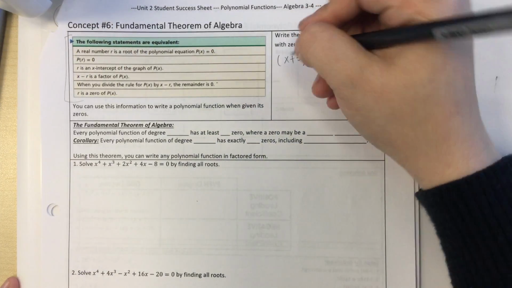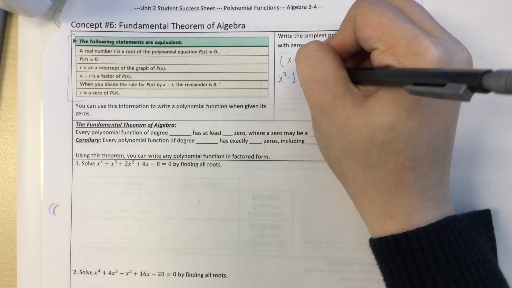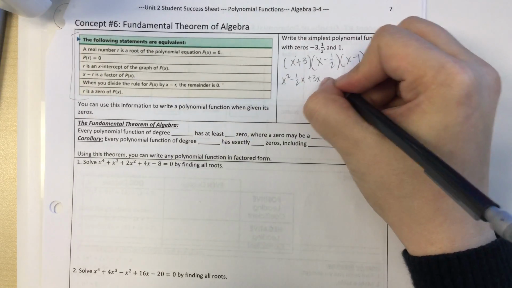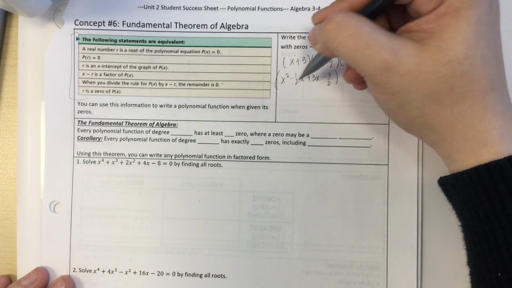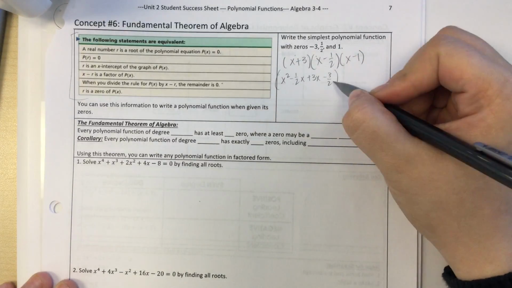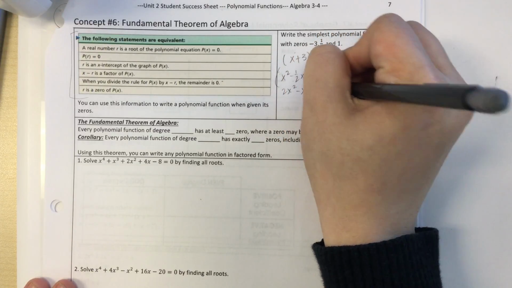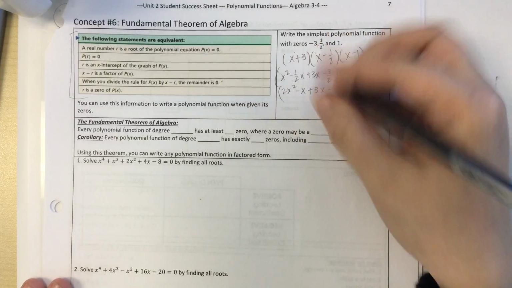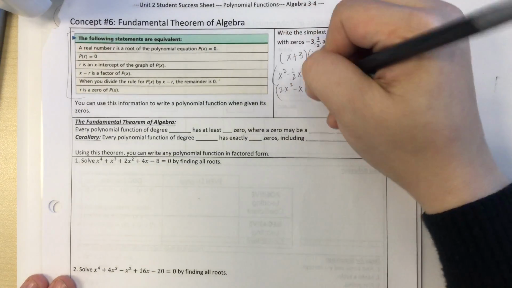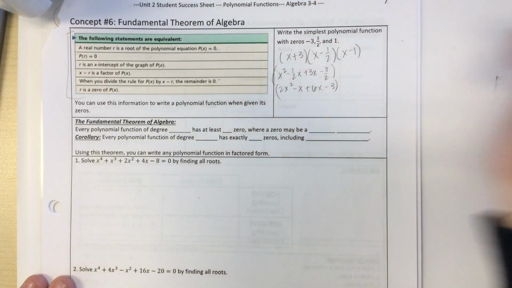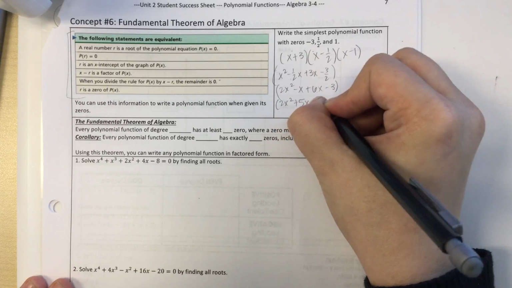So we'll just FOIL the first two. X times x is x squared minus 1/2 x plus 3x minus 3 over 2. Okay, I don't want fractions, so I'm just going to multiply everything by 2 so that I can have whole numbers. So I get 2x squared minus x plus 3x minus 3. Okay, I can combine my like terms. Well, that shouldn't be 3x, that should be a 6x. Okay, combine my like terms, so 6 minus 1 is 5, so 2x squared plus 5x minus 3 times x minus 1.